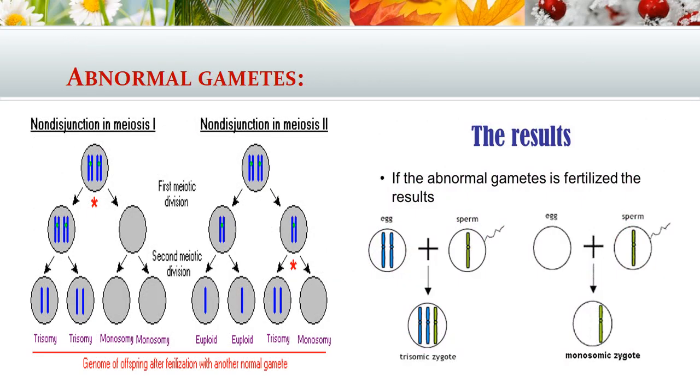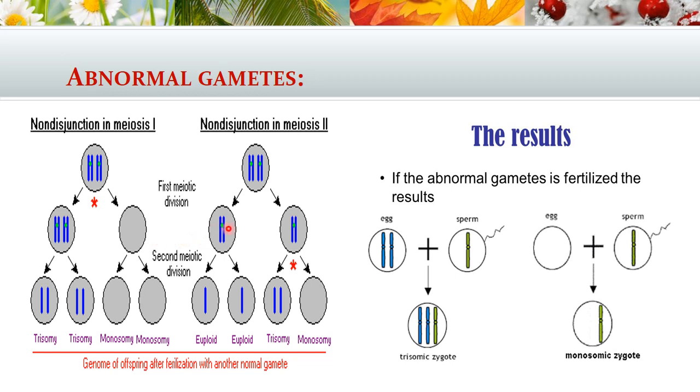Now, about abnormal gamete formation, the process of non-disjunction can take place at the level of meiosis 1 or at the level of meiosis 2. If the homologous chromosomes do not separate properly in meiosis 1, one of the daughter cells gets 24 chromosomes and the other daughter cell does not get any of the chromosomes.